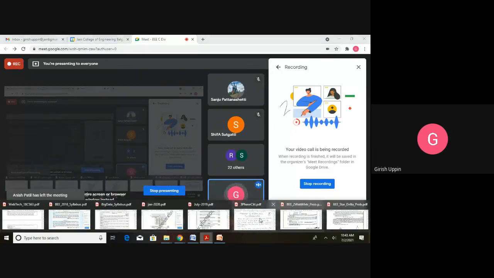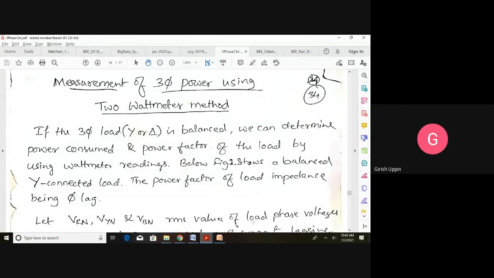In this session, we are going to look into the measurement of three-phase power using the 2 wattmeter method. We know three-phase power. So, what is the total power consumed in three phases? It is the sum of the power consumed in the individual phases. If you have 3 wattmeters, we can connect one to each phase and measure. That is one way of measuring the power.